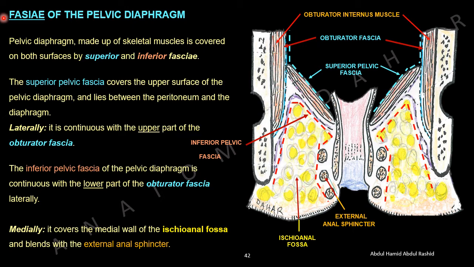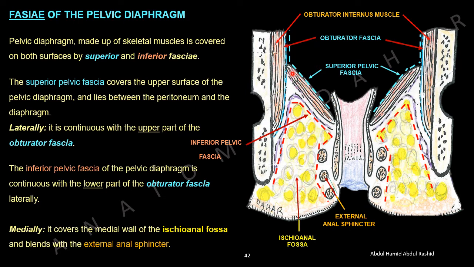Fasciae of the pelvic diaphragm. The pelvic diaphragm, which is made up of skeletal muscles, is covered on both surfaces by superior and inferior fasciae. So this is the pelvic diaphragm, superiorly covered by superior pelvic fascia and inferiorly covered by inferior pelvic fascia. The superior pelvic fascia covers the upper surface of the pelvic diaphragm and lies between the peritoneum and the diaphragm. Laterally, it is continuous with the upper part of the obturator fascia.